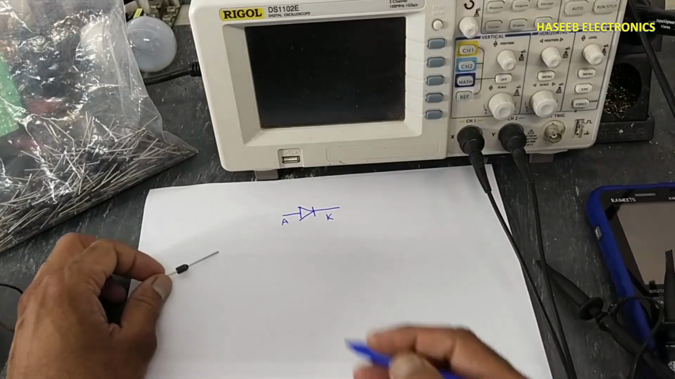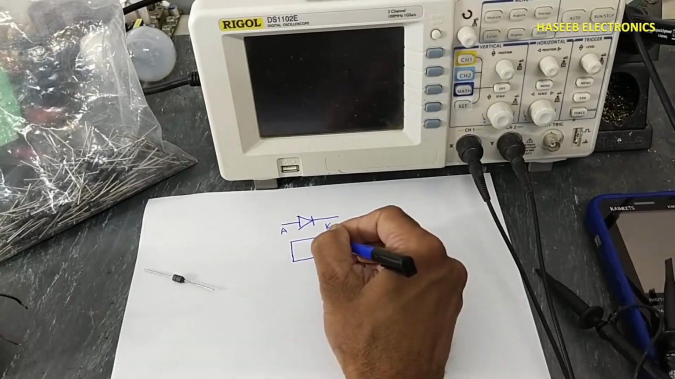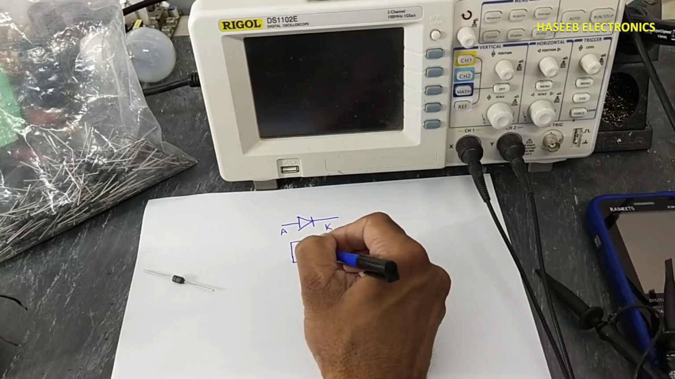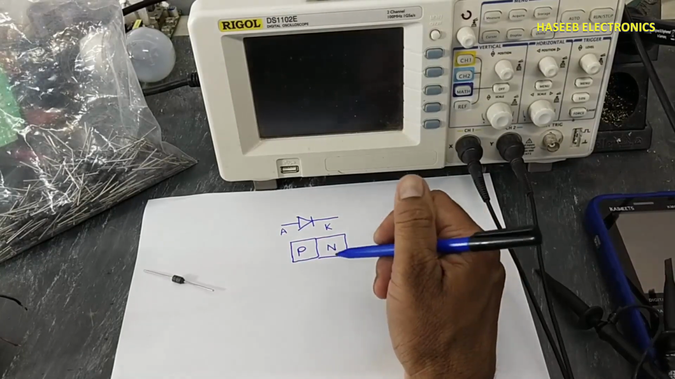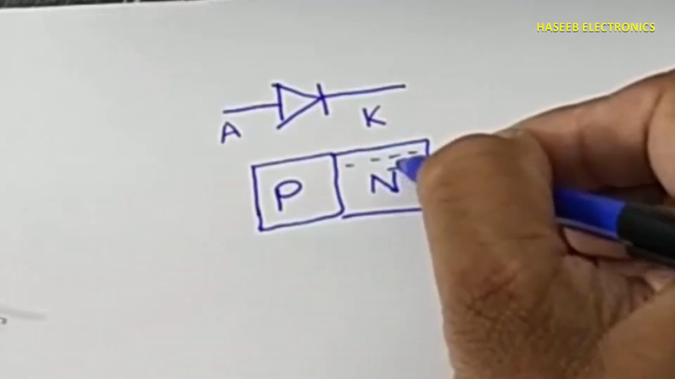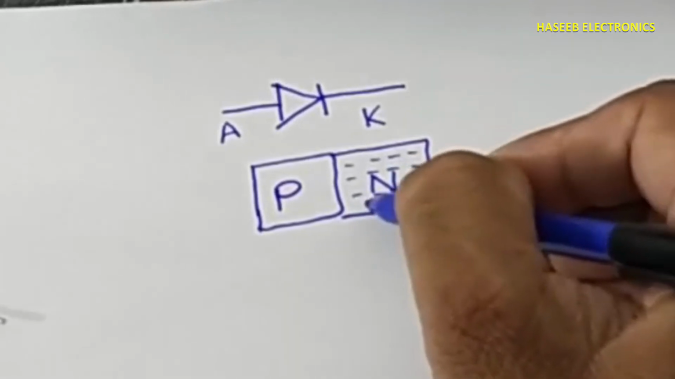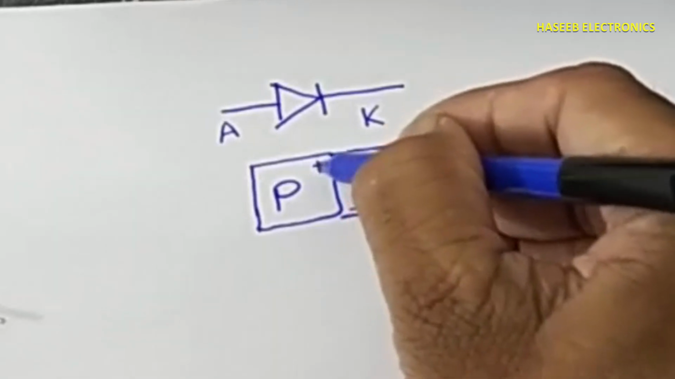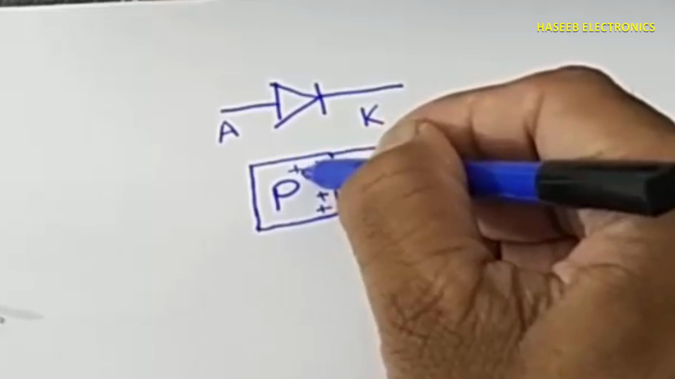If we see the interior of a diode, it is made of two types of materials, N type and P type. This is P material, this is N material. In N material there are more free electrons. We can say it is negatively charged material. Here is the deficiency of electrons. Here is positive charge.